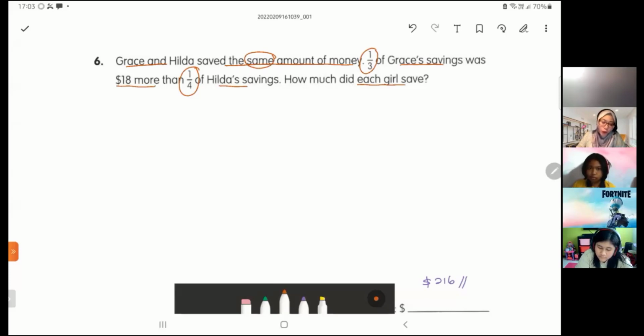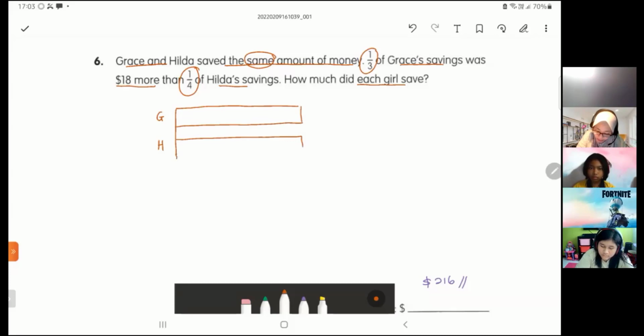All right, so you know that we have 2 girls, so we can start drawing our model. We can use a comparison model for this. So we can draw out Grace and Hilda. Same model, because it says same amount of money, so the model length will be the same, equal. So we draw maybe a generous length. Make it a bit longer because we know that for this question we need to cut later on. So we have the same model.